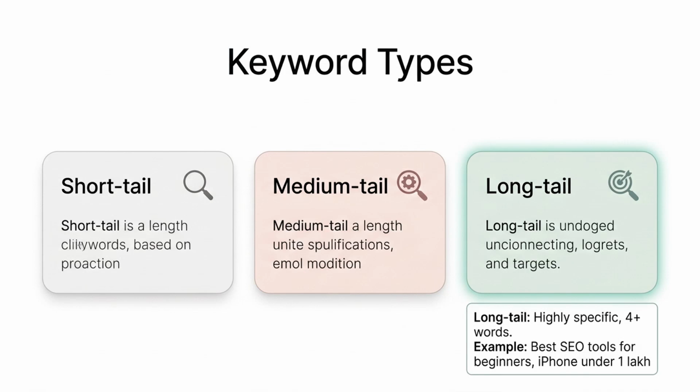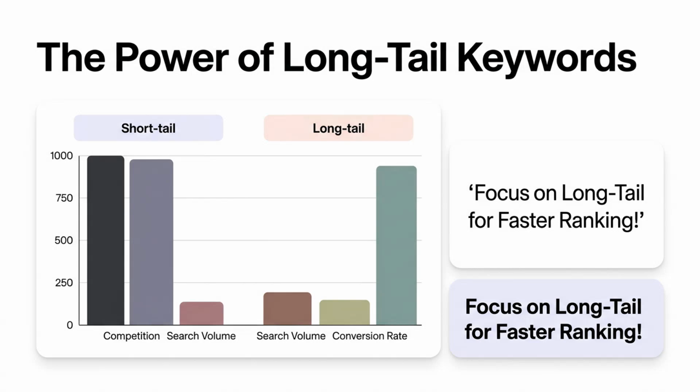Finally, we have long-tail keywords. These are highly specific phrases, typically 4 or more words. Examples include best SEO tools for beginners or iPhone under 1 lakh. These are the golden nuggets for SEO, especially when starting out. You might wonder, why focus on long-tail keywords if fewer people search for them? The answer lies in competition and intent.